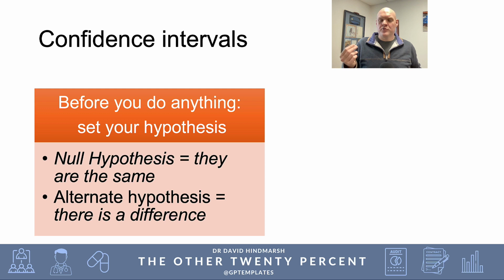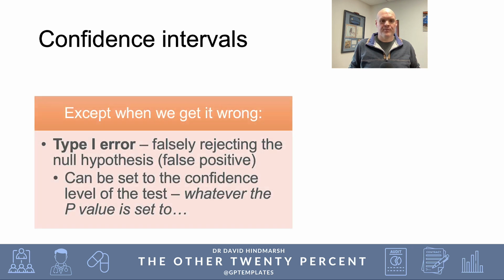So confidence intervals. Before you do anything, you need to set what's called your null hypothesis. So it's touched upon in question 2. So your null hypothesis is that everything's the same. Nothing's changed. Nothing that you can do is any different. Your alternative hypothesis is always that there is a difference. And you can get this wrong.